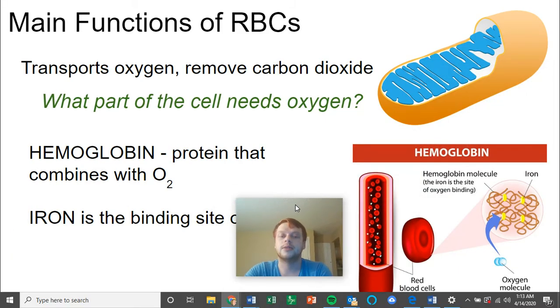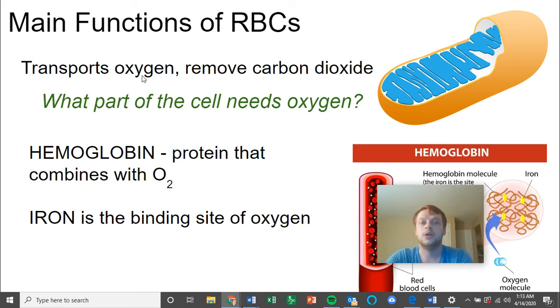So now let's talk about what those blood cells do. So the main function of red blood cells is to actually transport oxygen throughout the body and remove carbon dioxide. I want you to think back to our second unit, so we'll see who remembers, but what part of your cells actually need oxygen to function? So you have a hint here on the slide just in case you didn't remember.